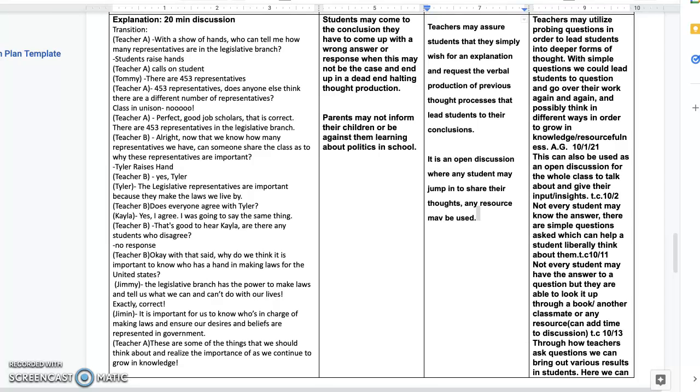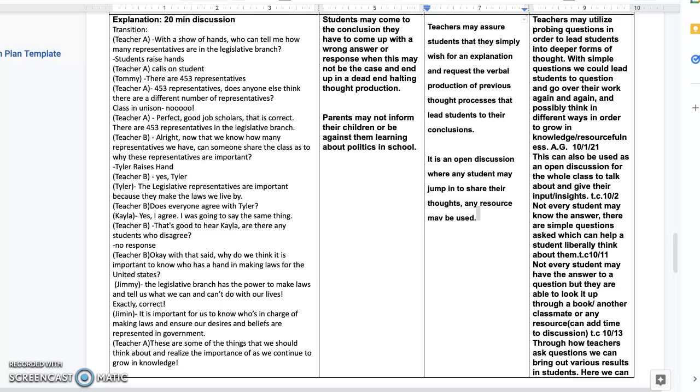For this example, we are using teacher A and teacher B. We're not using our names because we're still not sure who's going to do what part, but we did throw in some student names just for the script portion of it to make it a little bit more creative. So with that being said, teacher A calls on a student, and for example, this student is Tommy.